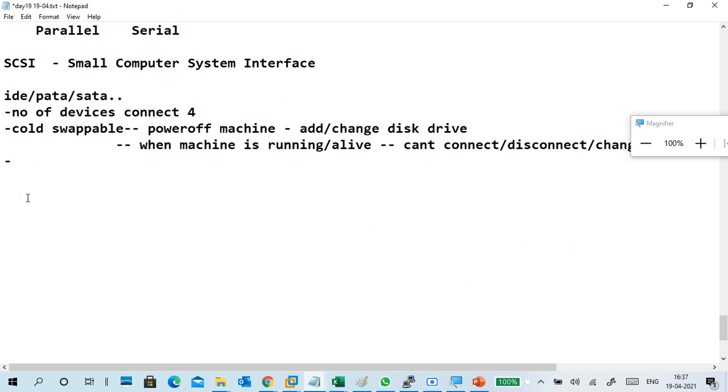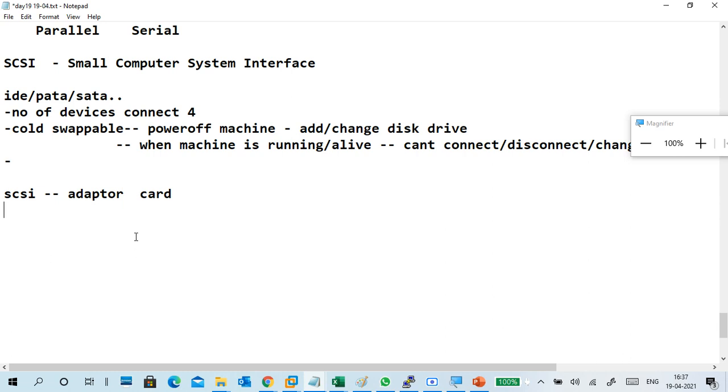Next, what are the SCSI properties? SCSI is an interface, meaning an adapter, just like a NIC. It's nothing but an adapter or a card, just a NIC card type.